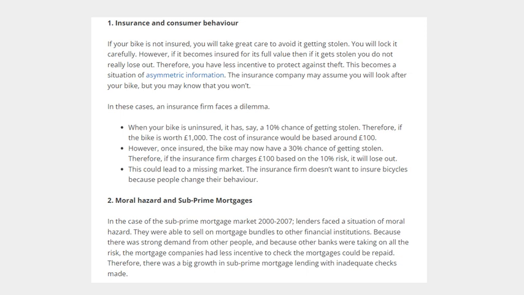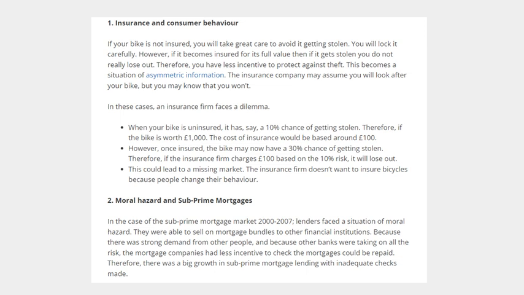In these cases, an insurance firm faces a dilemma. When your bike is uninsured, it has, say, a 10% chance of getting stolen. Therefore, if the bike is worth £1,000, the cost of insurance would be based around £100. However, once insured, the bike may now have a 30% chance of getting stolen. Therefore, if the insurance firm charges £100 based on the 10% risk, it will lose out. This could lead to a missing market. The insurance firm doesn't want to insure bicycles because people change their behavior.